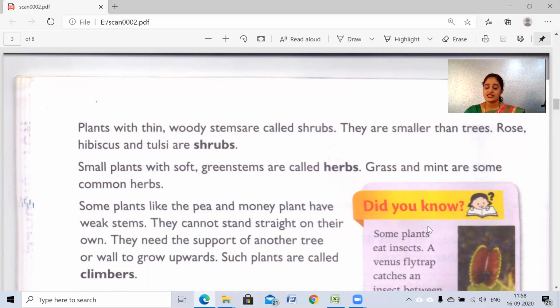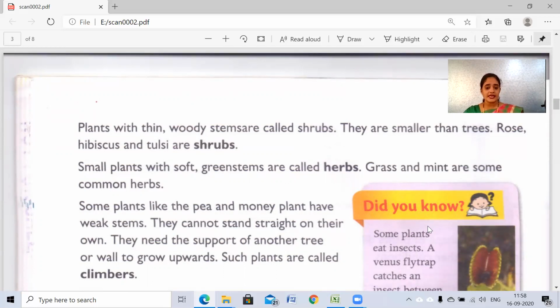Okay, children, if you see the coriander, mint, just touch it. Its stem is so soft and green in color. We call such plants as herbs. Yes, we call it as herbs.